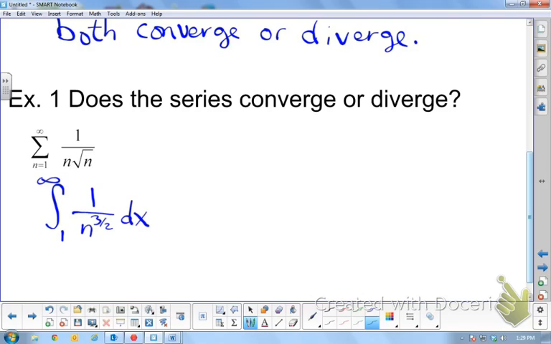So I'm going to be integrating this. Now we go through and integrate like we would normally. We have to replace infinity with b. So we have limit as b approaches infinity, integral from 1 to b. How can I rewrite this so I can actually integrate this?